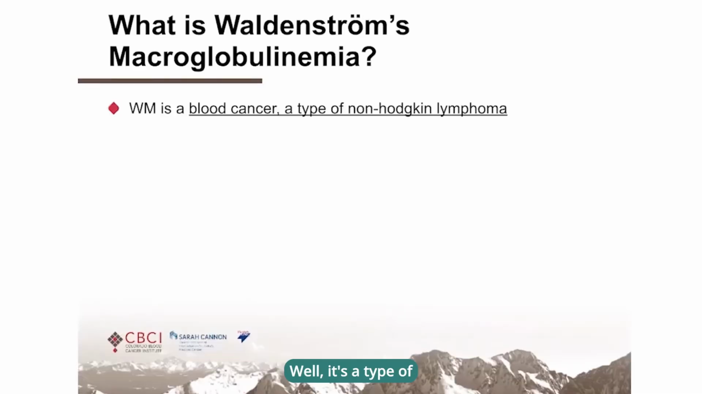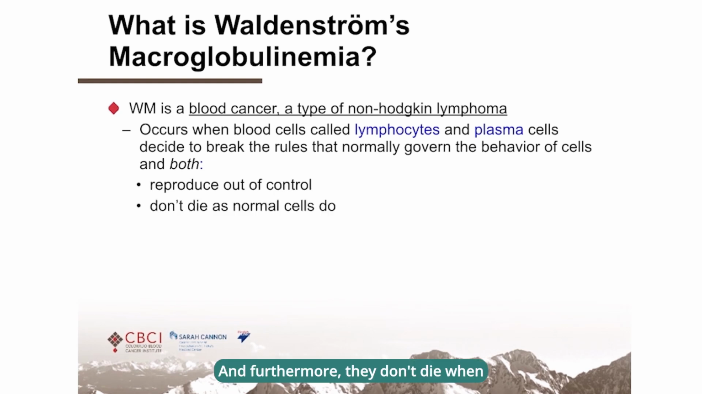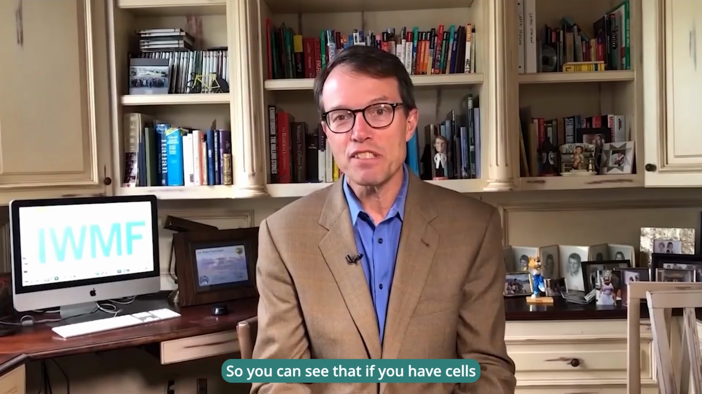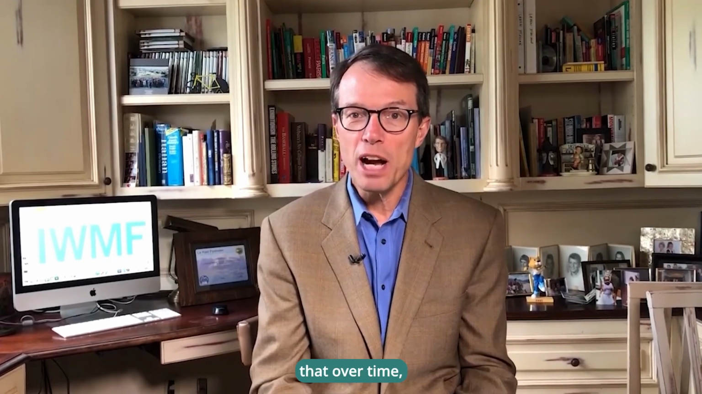So what is Waldenström macroglobulinemia? Well, it's a type of non-Hodgkin lymphoma. It's a blood cancer. These lymphomas occur when blood cells called lymphocytes and also plasma cells decide that they're not going to follow the rules that normally govern how cells divide and grow. They reproduce out of control, and furthermore, they don't die when they're supposed to. So you can see that if you have cells that are growing quickly and then not dying when they're supposed to, over time these cells will accumulate inside the patient. That's indeed what happens in Waldenström's.